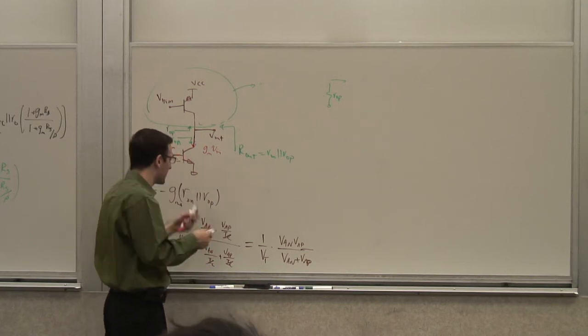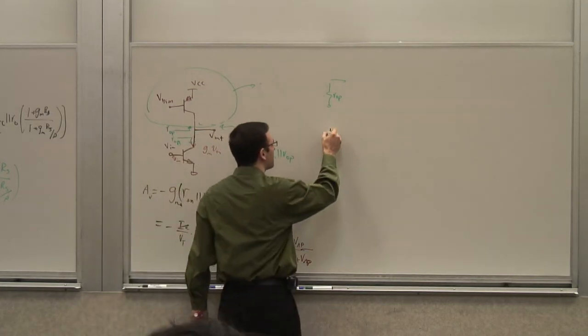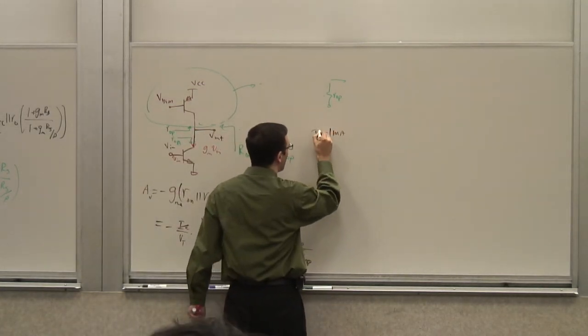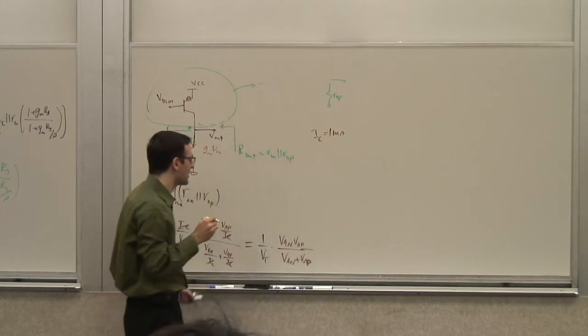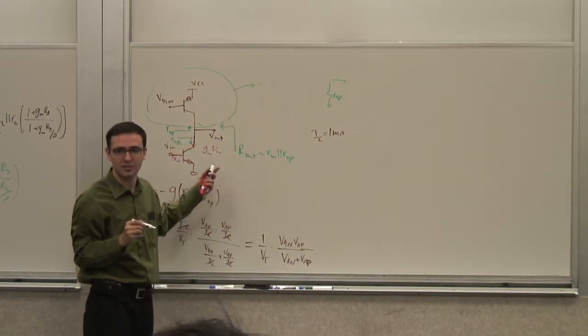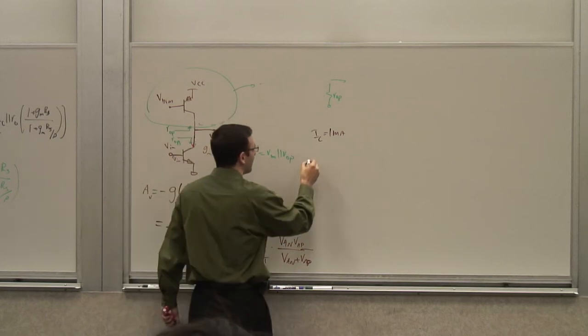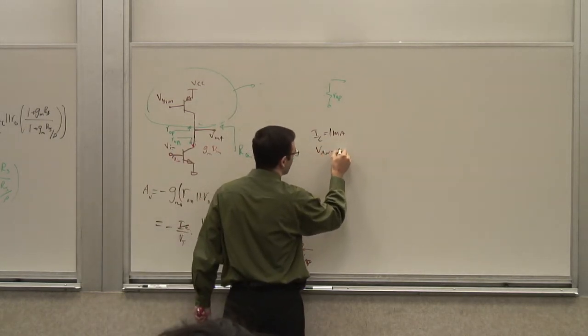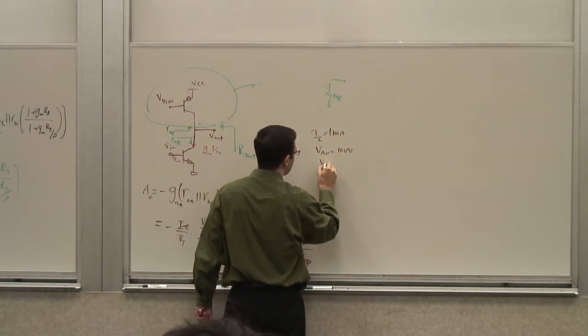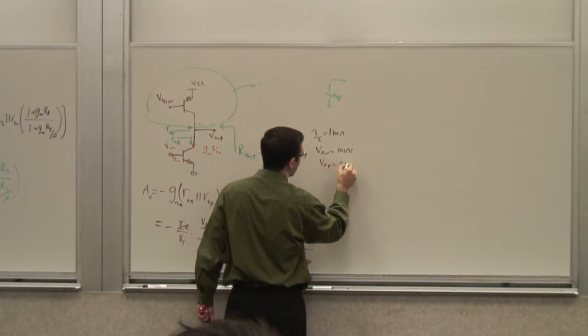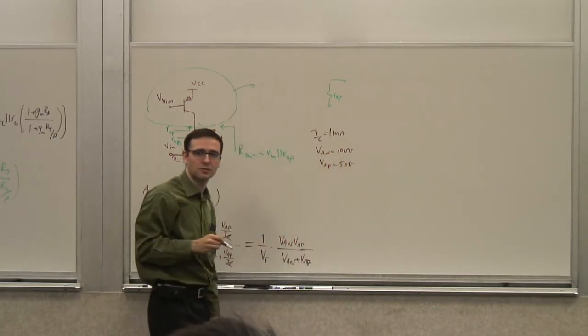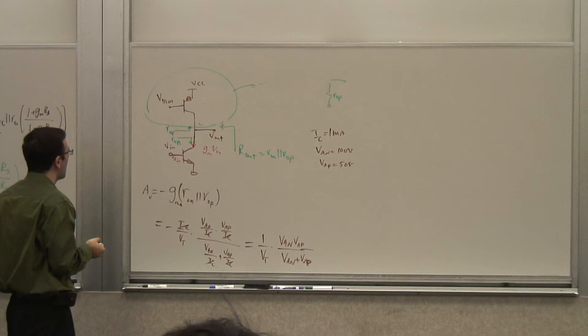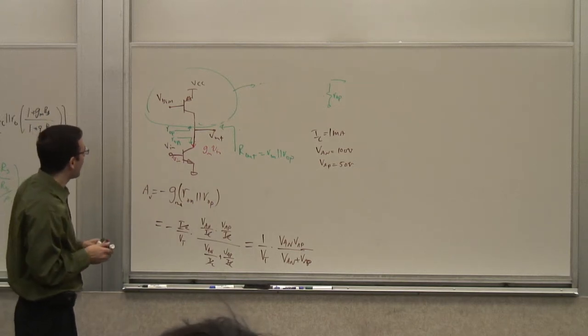Let's go on something, some number. So let's say I am operating with 1 milliamp of current, IC. And I know my gain doesn't really depend on that, but that's necessary. And let's say my VAN is 100 volts. My VAP is usually smaller, something like 50, let's say, for this. What could be smaller than that? So what's my gain? Let's calculate these numbers.